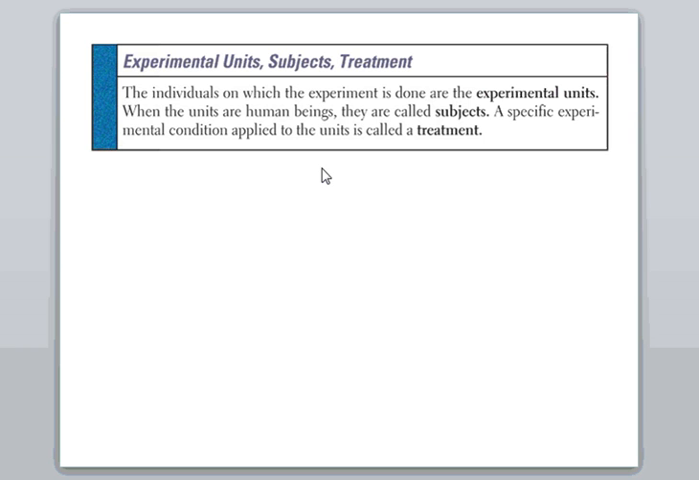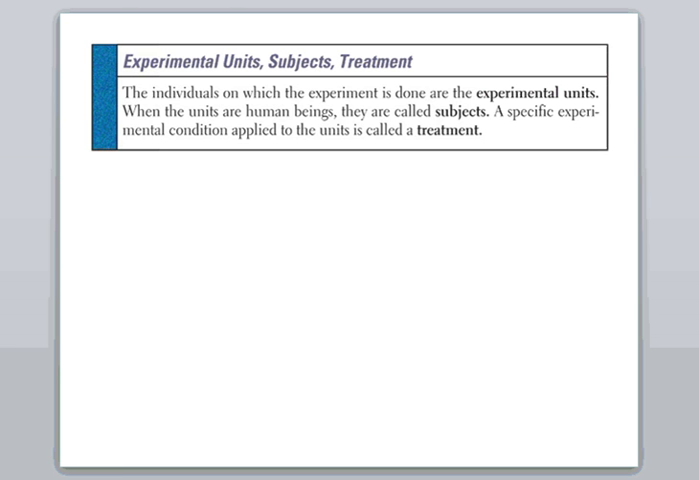The first definition here that we have is an experimental unit, subject, and treatment. The definition reads, the individuals on which the experiment is done are the experimental units. When the units are human beings, they are called subjects. A specific experimental condition applied to the unit is called a treatment.